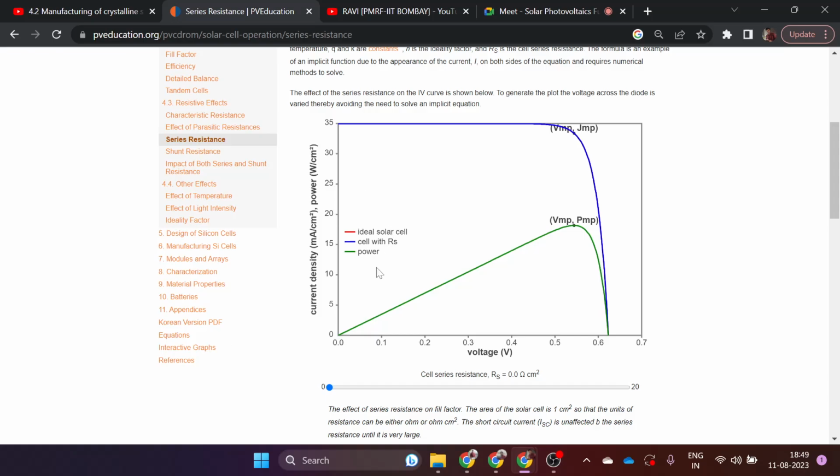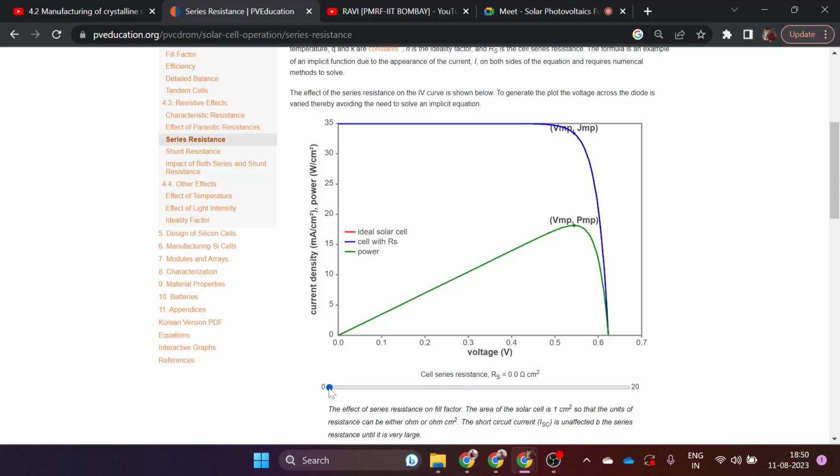So here there are different curves. This green one is power, the blue one is the IV curve of the cell with RS, and this red one is the ideal solar cell, meaning without any resistance. Here the x-axis is the voltage and the y-axis is the current density, or if we have the area of a solar cell, then we can say current.